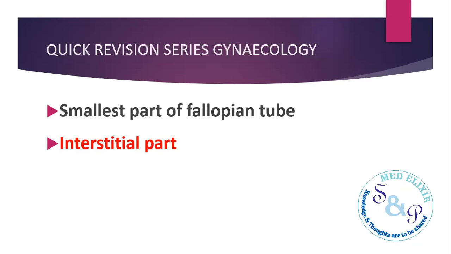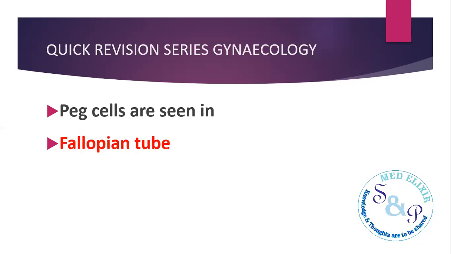Smallest part of fallopian tube is interstitial part, and the widest part of fallopian tube is ampulla. Fertilization takes place in the ampulla of fallopian tube. So we repeat, smallest part of fallopian tube is interstitial portion. Peg cells are seen in fallopian tube. We repeat, peg cells are seen in fallopian tube.